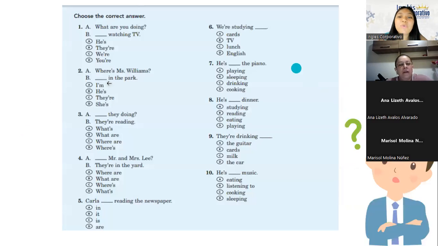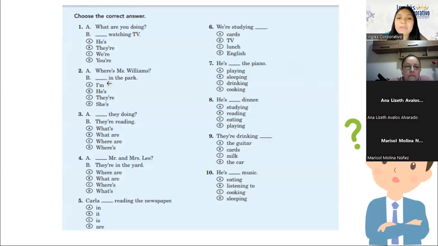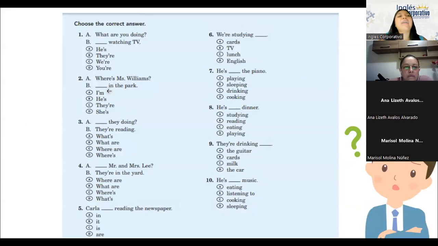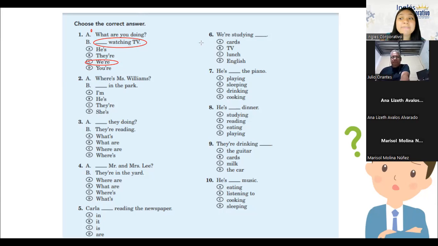Now, vamos a ver, vamos a hacer un quiz, un pequeño examen aquí en grupo. Vamos a ver si hemos aprendido del presente continuous. Okay, fíjese la pregunta. Tenemos que seleccionar la respuesta correcta. Dice, what are you doing? ¿Qué están haciendo? We're watching TV.